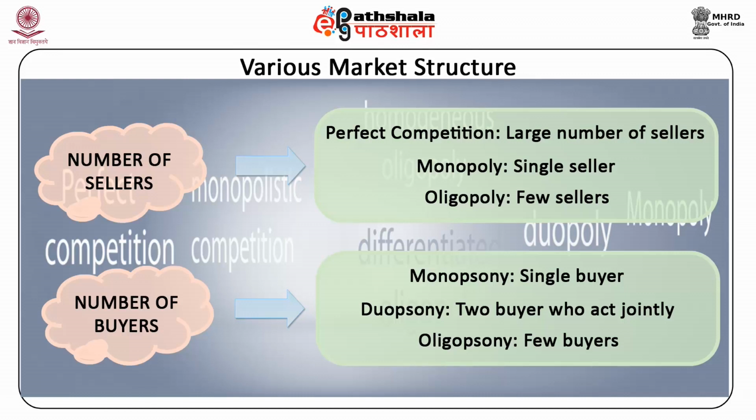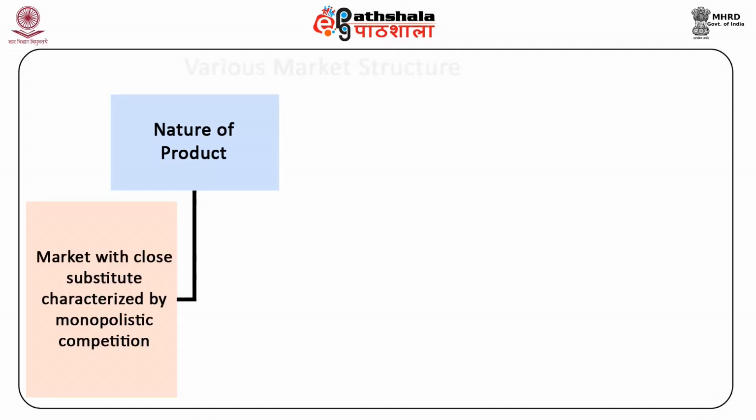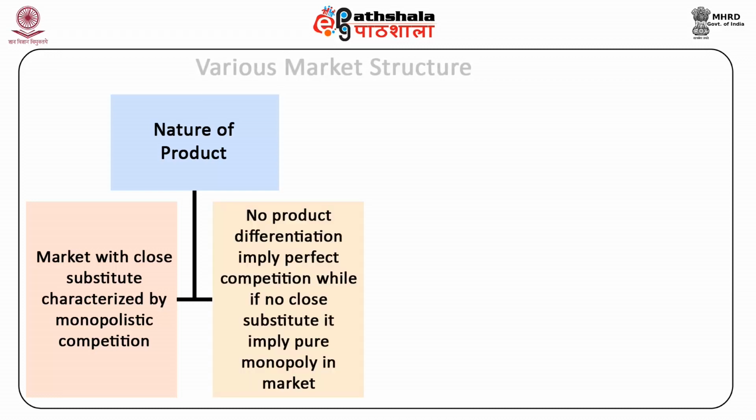entire crops for processing. Third determinant is the nature of the product. A market with product differentiation with close substitutes is characterized by monopolistic competition. In case of no product differentiation, there exists perfect competition. If the products have no close substitutes and are completely different from each other, there is pure monopoly in the market.